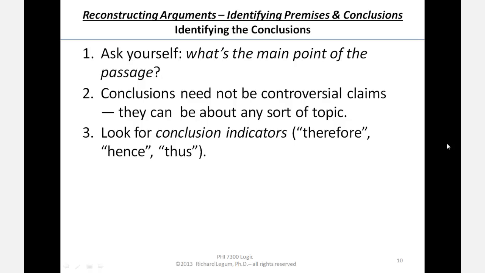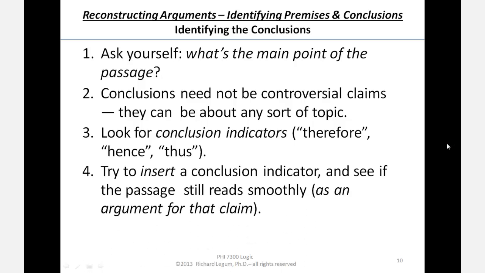Sometimes you will not find them there. And keep these 3 rules in mind as you start working through the problem, because I think these are going to be pretty critical ones. And then if you think you found the conclusion, but there's no conclusion indicator, try to insert a conclusion indicator, like therefore, and see if the passage still reads smoothly. And it should still read smoothly, as an argument in favor of that claim that you're making as a passage.